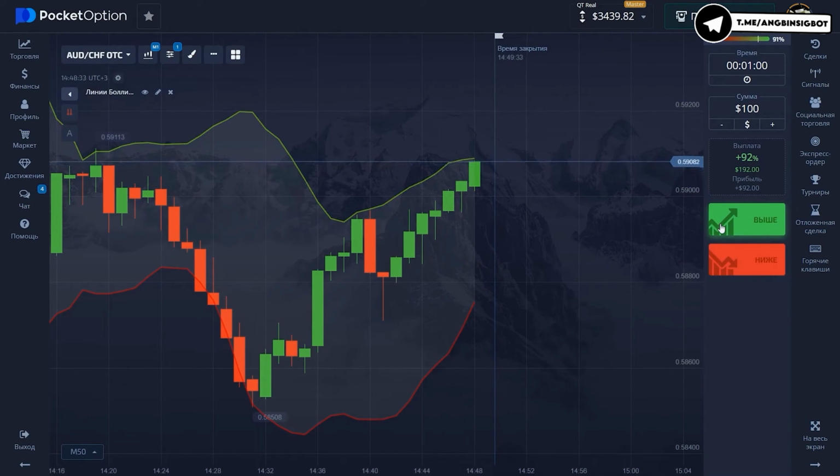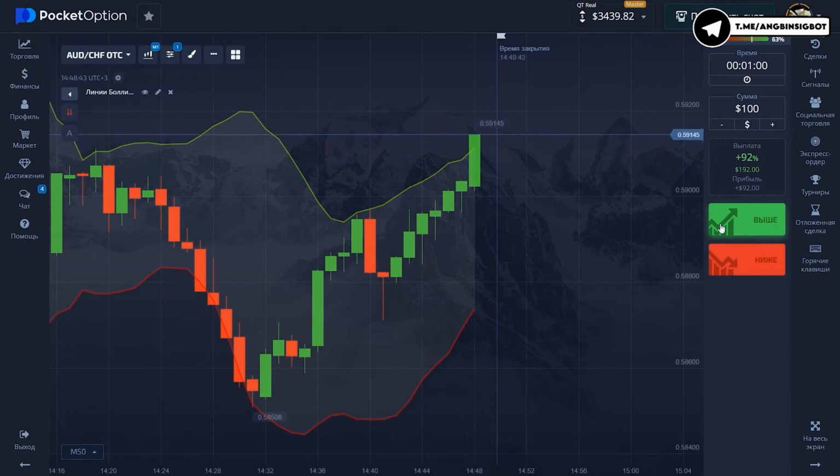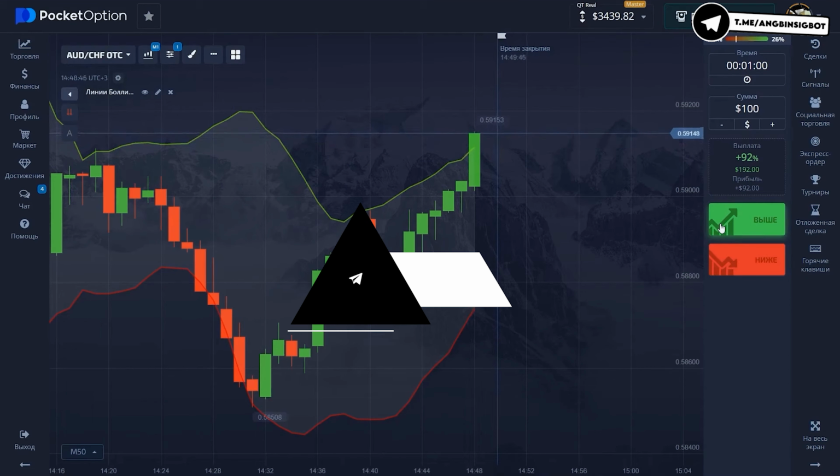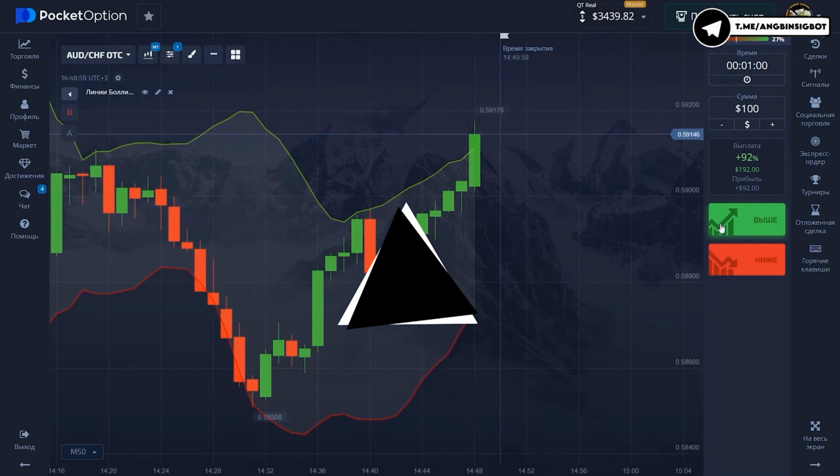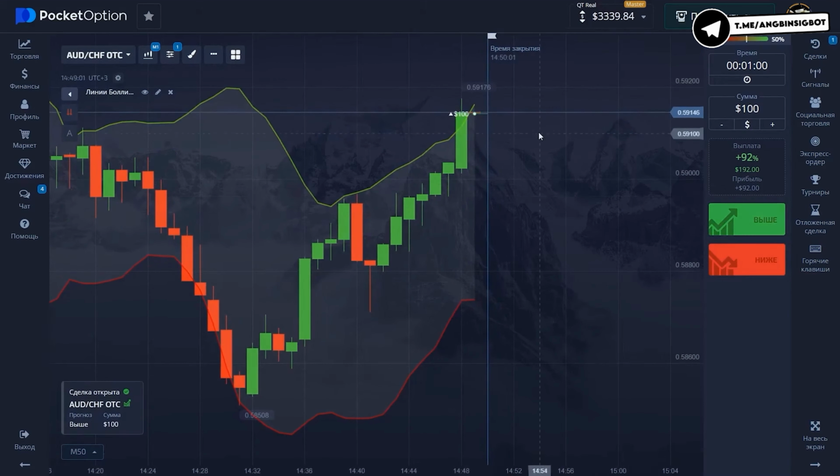So friends, I am waiting for the candle to close beyond the Bollinger Band. If the price closes, we will open an order immediately for a long position. Let's wait for the close, friends. Do not rush. Let's wait for the price to close. We are waiting for the candle to close. Friends, we are not in a hurry.